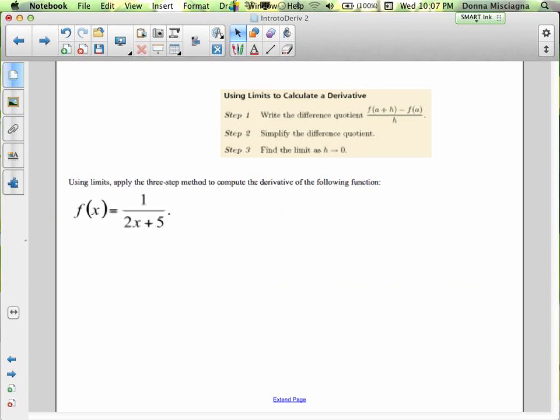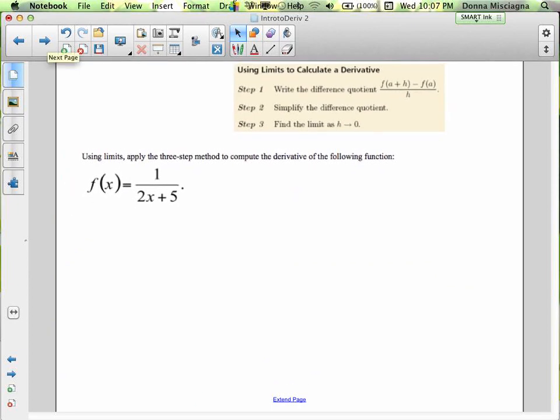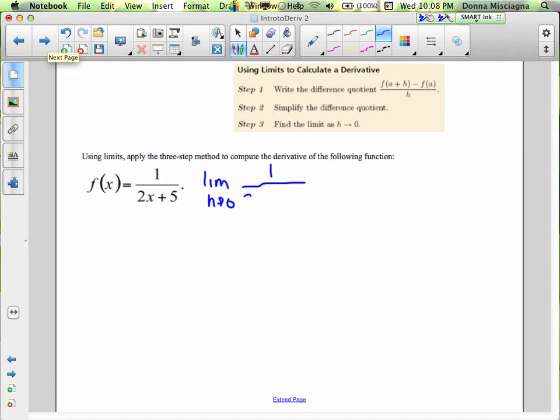All right, so before I even start, I want to move everybody up. Same thing. We're going to plug in and take the limit as h approaches 0. Everywhere we see an x, we're going to plug in an x plus h. So we have 1 divided by 2 times x plus h plus 5, and then minus 1 divided by 2x plus 5, all divided by h.